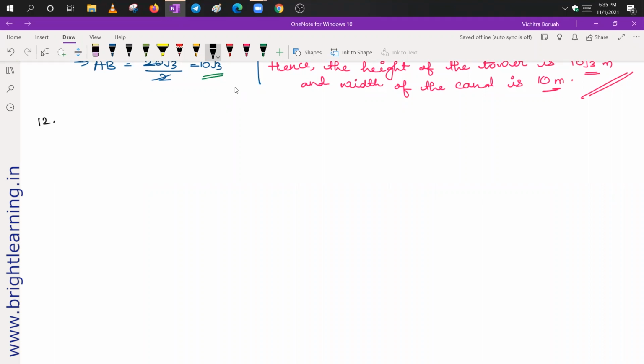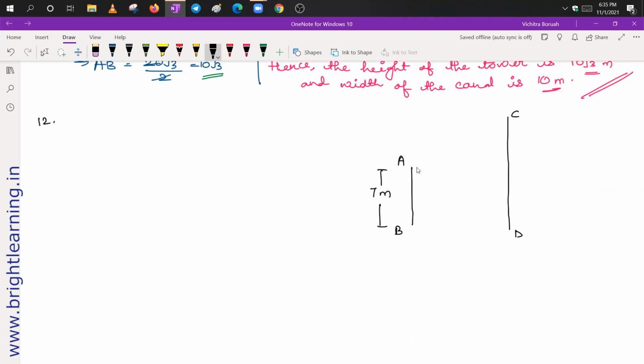Okay, so according to the question, it is given that from the top of a 7-meter high building. So suppose AB is a building, and the height is given, that is 7 meters. Now again, it is given that from the top of this building, the angle of elevation of the top of a cable tower. So suppose there is a cable tower, this is a cable tower, suppose CD.